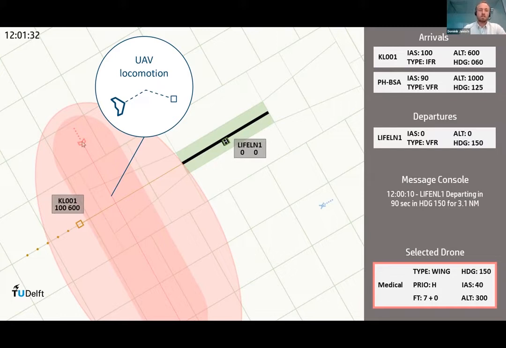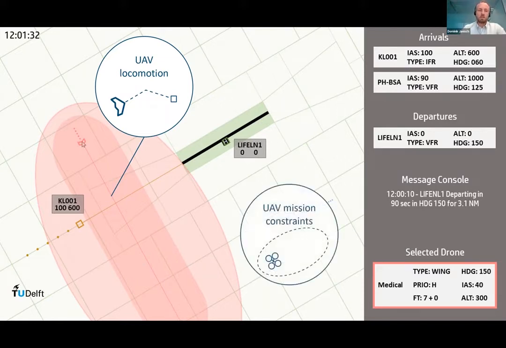What you're seeing here is also some additional information that we wanted to test whether this would have an impact on the human actor in terms of their decision making. What you're seeing here is this oval shape. This can be any type of arbitrary shape, but what we wanted to indicate with this was an indication of UAV mission constraints.